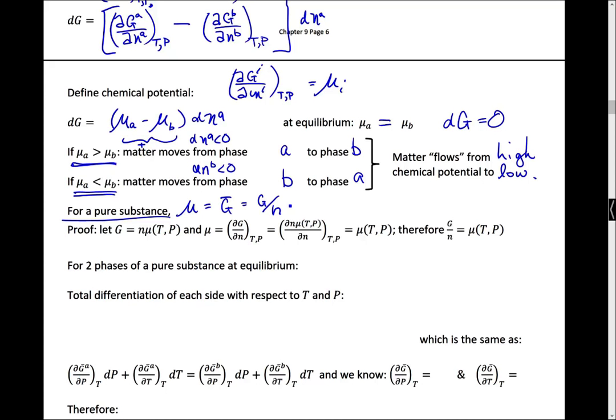I take the derivative of this, and my chemical potential depends on T and P. So this is going to be the derivative of N with respect to N times the chemical potential. So that comes out to be equal to the chemical potential. So this is the thing that we assumed is true. So we can conclude that G over N is the same as the chemical potential, which is the same as the molar Gibbs energy.